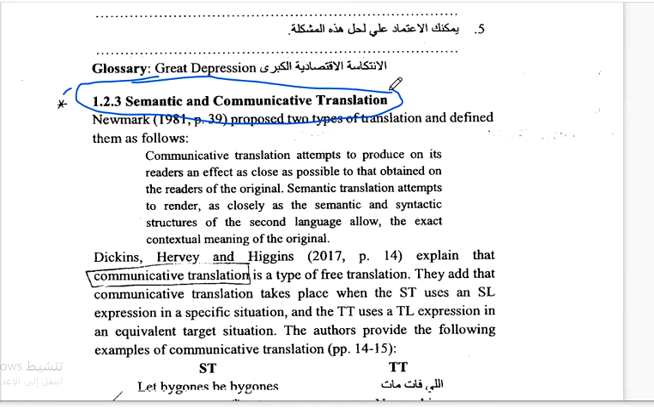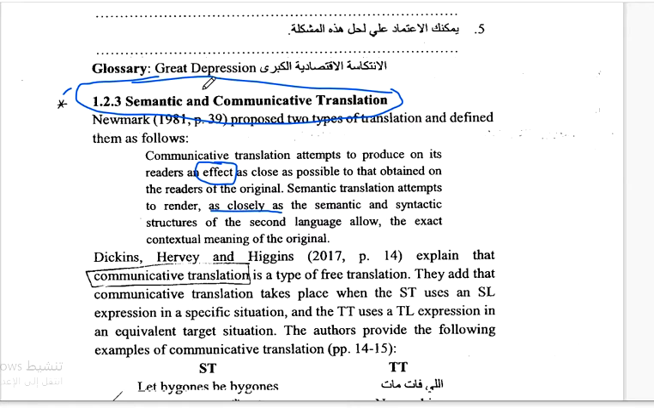These were the second and the third strategies that we talked about, and we said that communicative translation attempts to produce the same effect, نفس تأثير, as the source text, even though there is some change or manipulation in the translation. However, semantic translation attempts to render as closely as the semantic and syntactic structure of the second language allows the exact contextual meaning of the original.